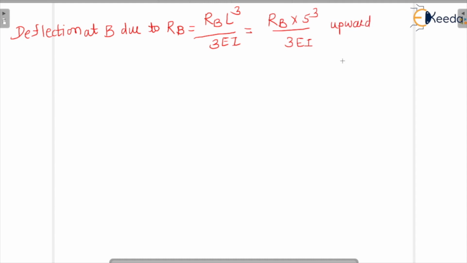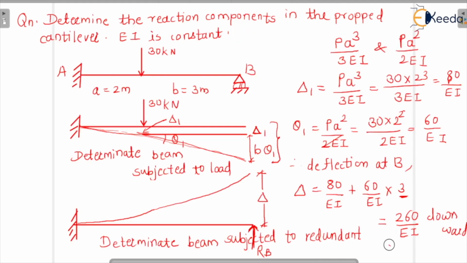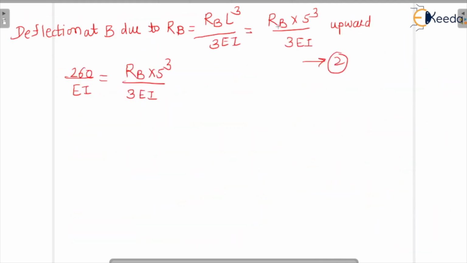Now, from the consistency equation, we have to compare this. 260 by EI is equal to this portion. So from the consistency requirement, we have to compare the equations. Let us name them as equation number 1 and 2. So when we compare equation 1 and 2, we get RB is equal to 6.24 kilonewton.